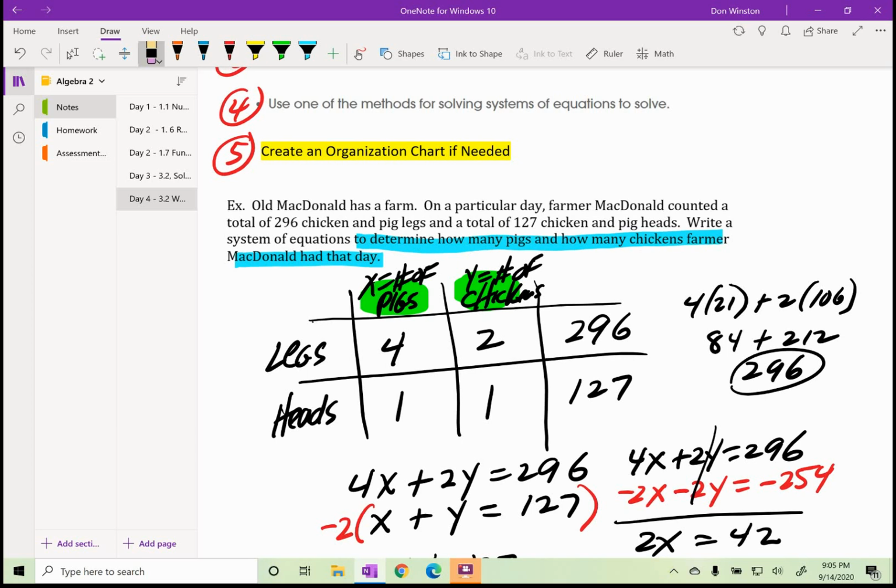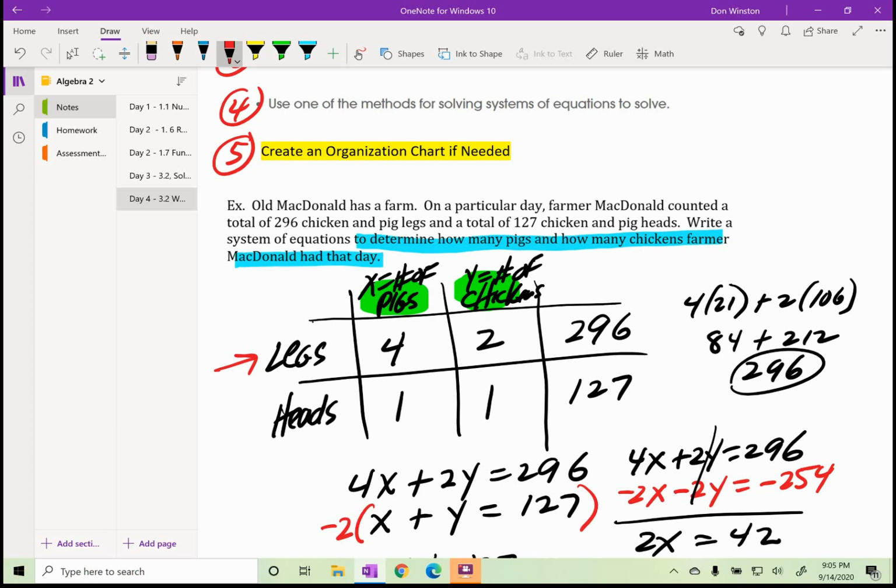So I go back through and then I just collect some more information. What else do I know? Well, I know that on a particular day there was a total of 296 legs. So over here I say, okay, legs, it's a total of 296. Now, every pig has 4 legs and every chicken has 2 legs, okay?